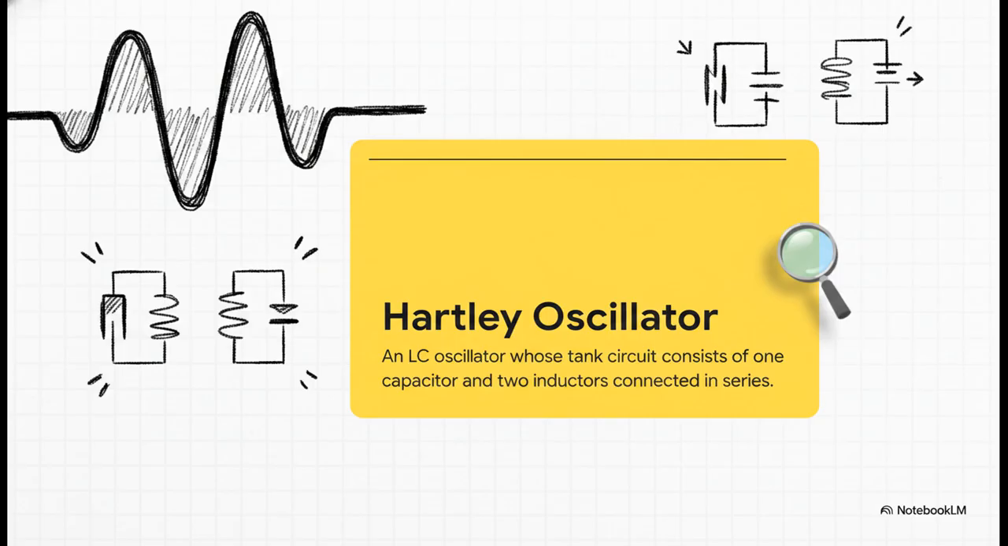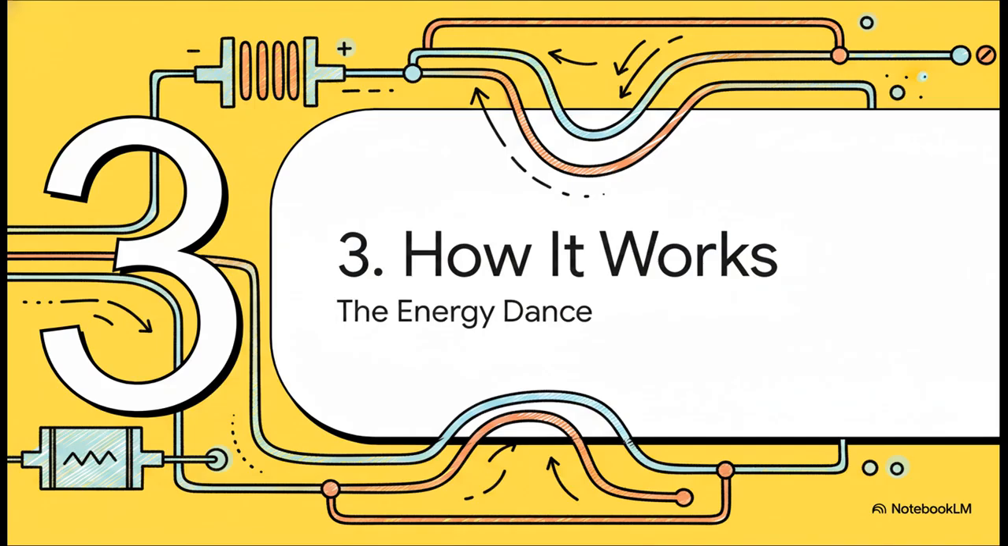Well, at its core, it's an electronic circuit that generates a nice, smooth, continuous wave. But its secret ingredient? That's the tank circuit. See, instead of the usual setup, Hartley did something really clever. He used one capacitor with, get this, 2 inductors. And this simple, elegant little change was the absolute key to its success. All right, now for the really cool part. How does this thing actually work? You can think of it like a perfectly choreographed dance of energy moving between the different parts. Let's take a closer look.